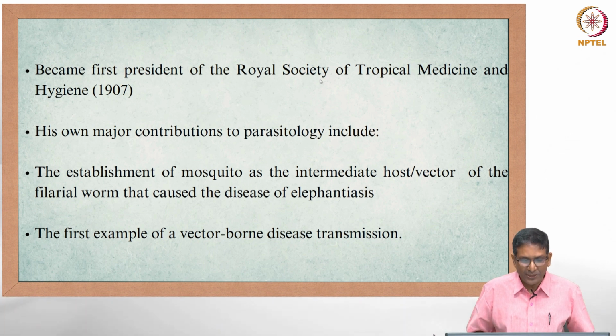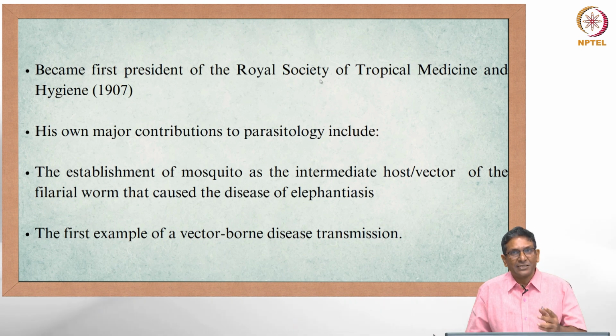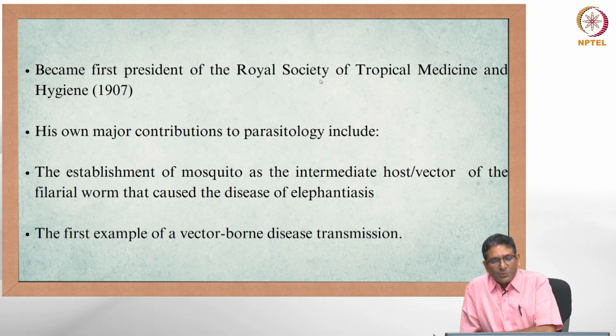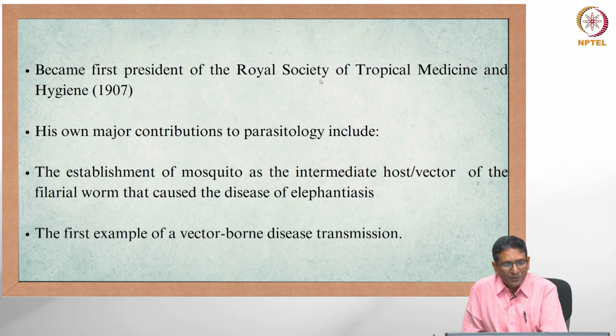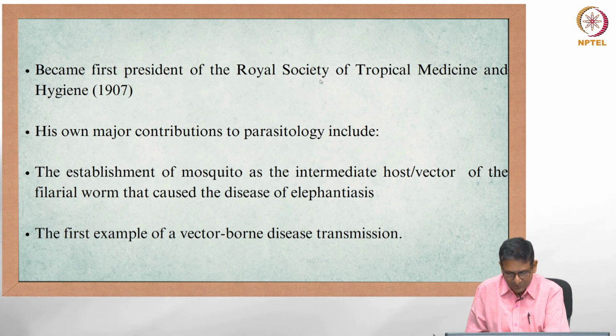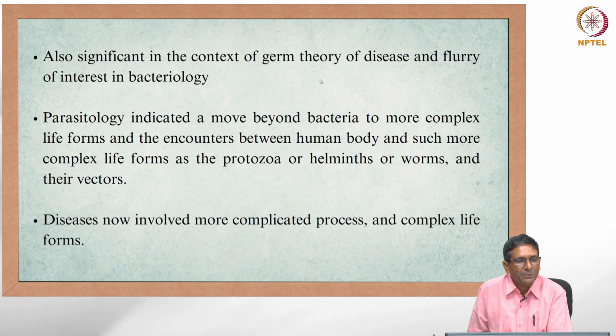Manson's major contributions to parasitology include his work in establishing the mosquito as the intermediate host or vector of the filarial worm that caused elephantiasis. This is the first example of vector-borne disease transmission, so you can understand how crucial it was to the emerging field of parasitology.